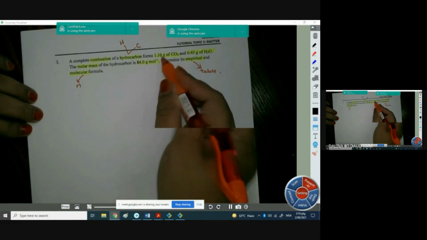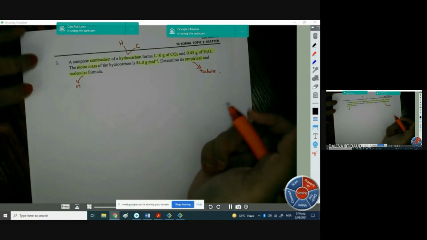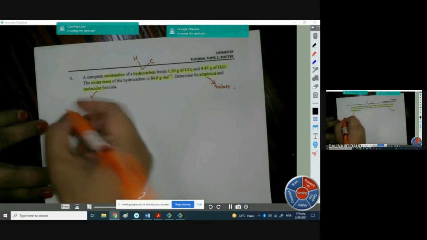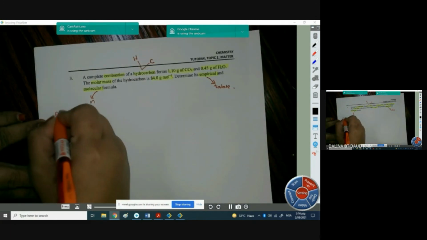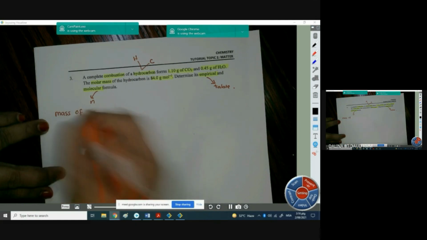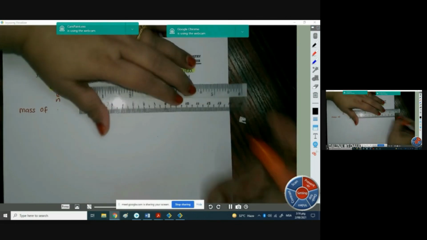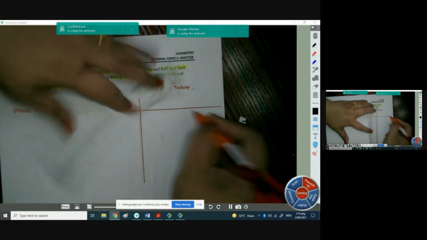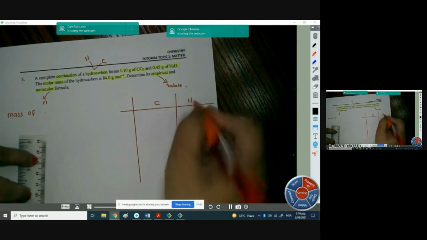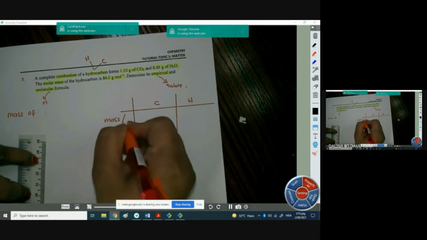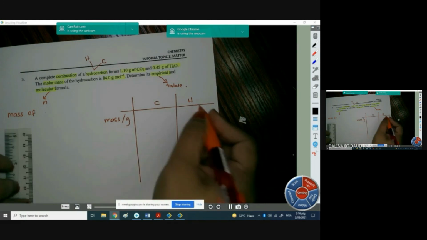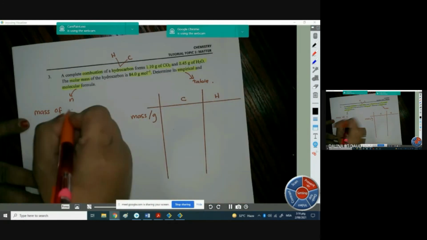Bukannya mass untuk molekul carbon dioxide and water. So kita kena justify dulu benda ni, kena cari dulu. Okay, so first mass of carbon. Because kalau kita buat table, kita kena ada carbon and hydrogen. We have to know the mass of carbon and hydrogen, bukan carbon dioxide. Okay, so mass of carbon macam mana nak cari?